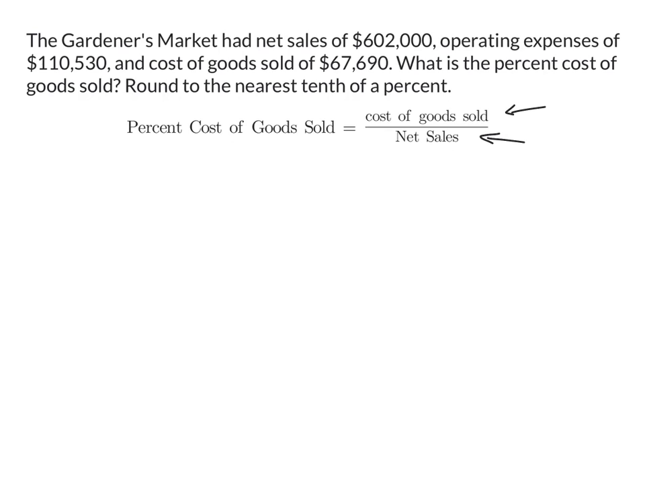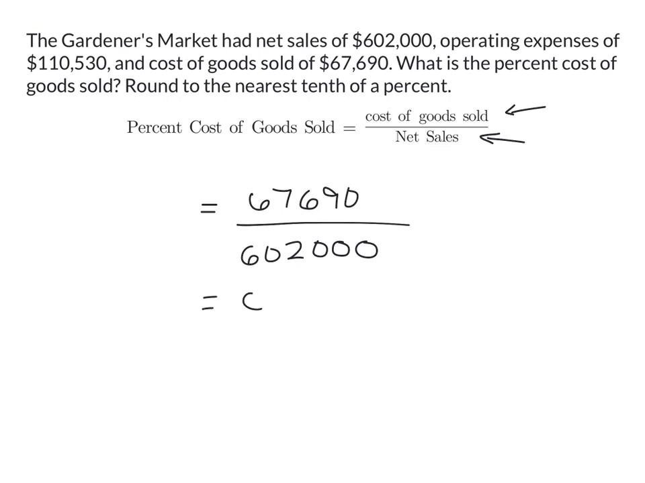The problem tells us that the cost of goods sold is $67,690 and the net sales is $602,000. So we'll just use our calculator to perform this division. $67,690 divided by $602,000 gives us a decimal of 0.1124418605. And we want to round to the nearest tenth of a percent.